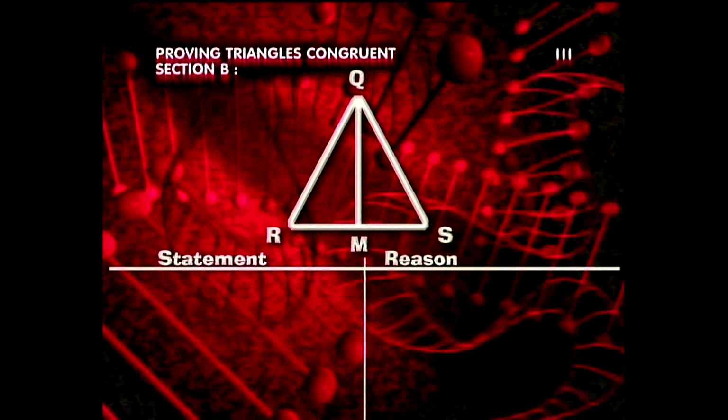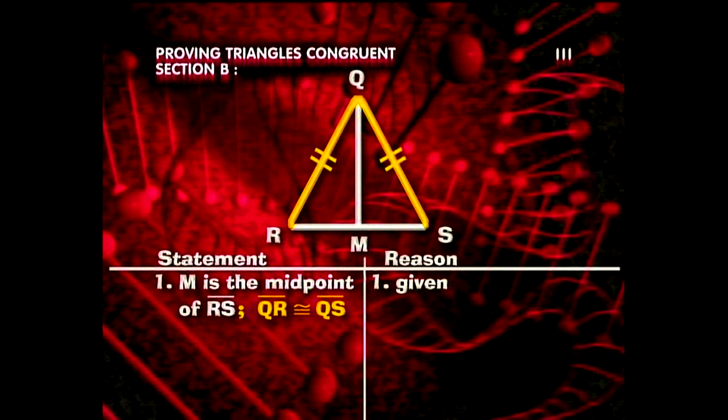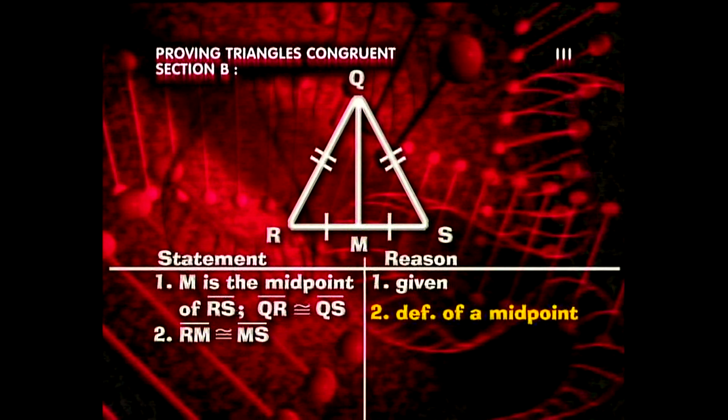Let's set up our proof table. Our first step is to put down all of our given information. M is the midpoint of RS, and segments QR and QS are congruent. Our second step is to state that segments RM and MS are congruent. That's the definition of a midpoint.